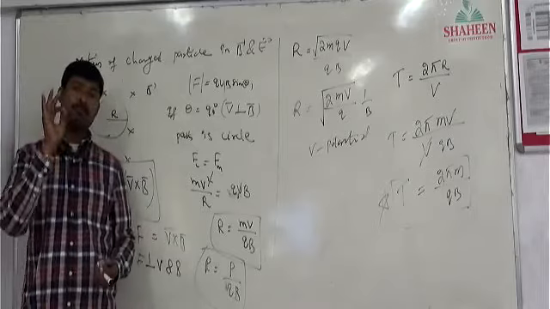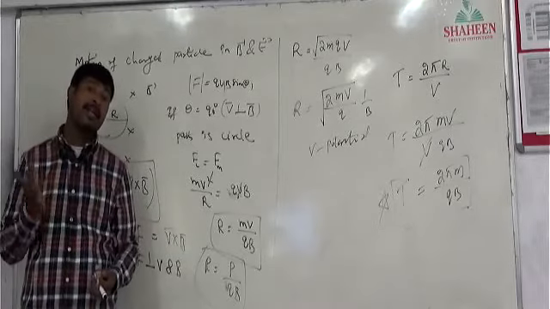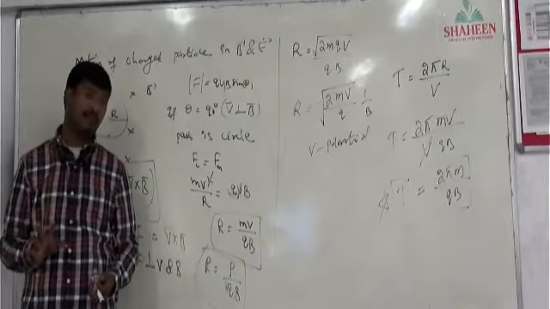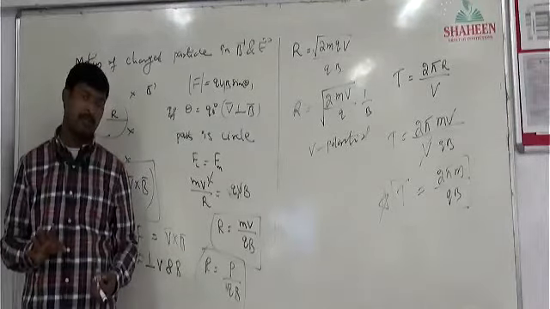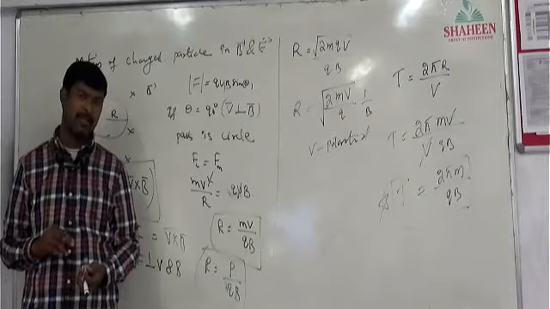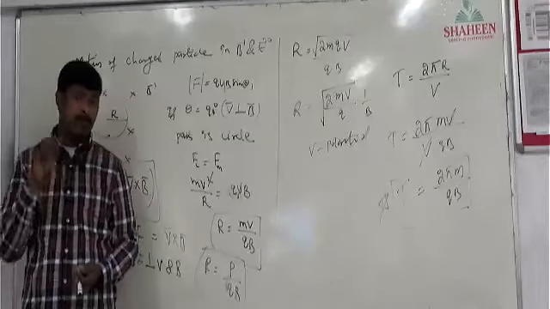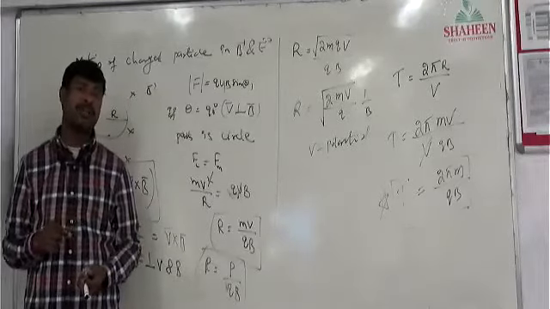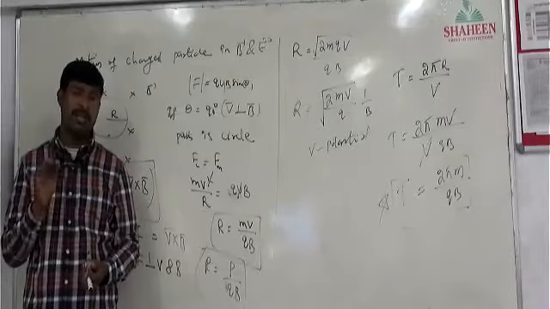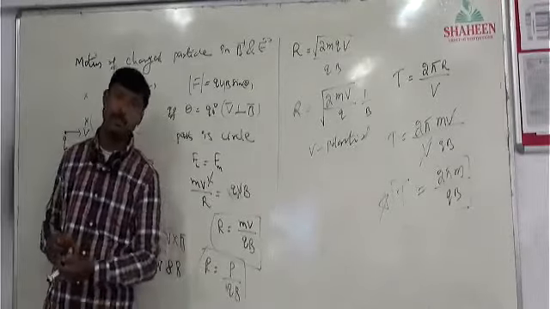Two protons are entering into the same magnetic field perpendicular to the direction of the magnetic field, right? But one travels with the velocity v, and the other travels with the velocity 2v.